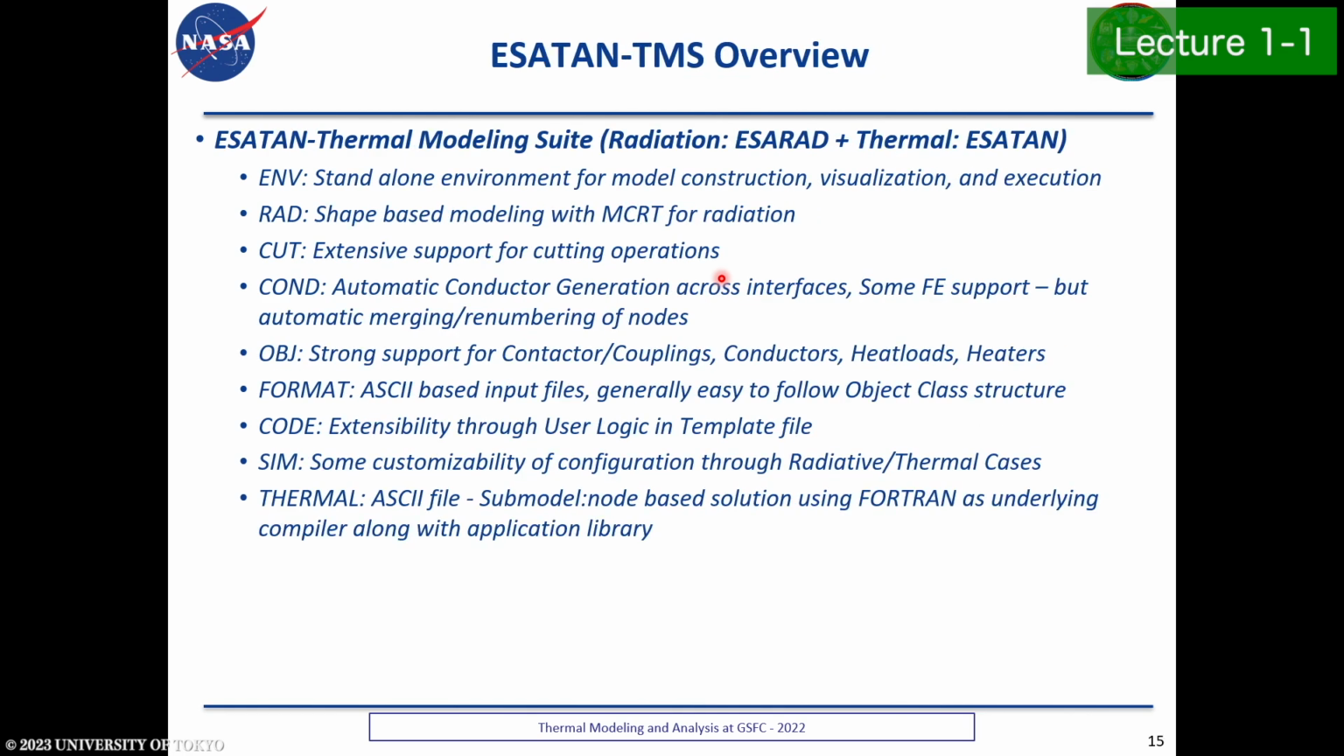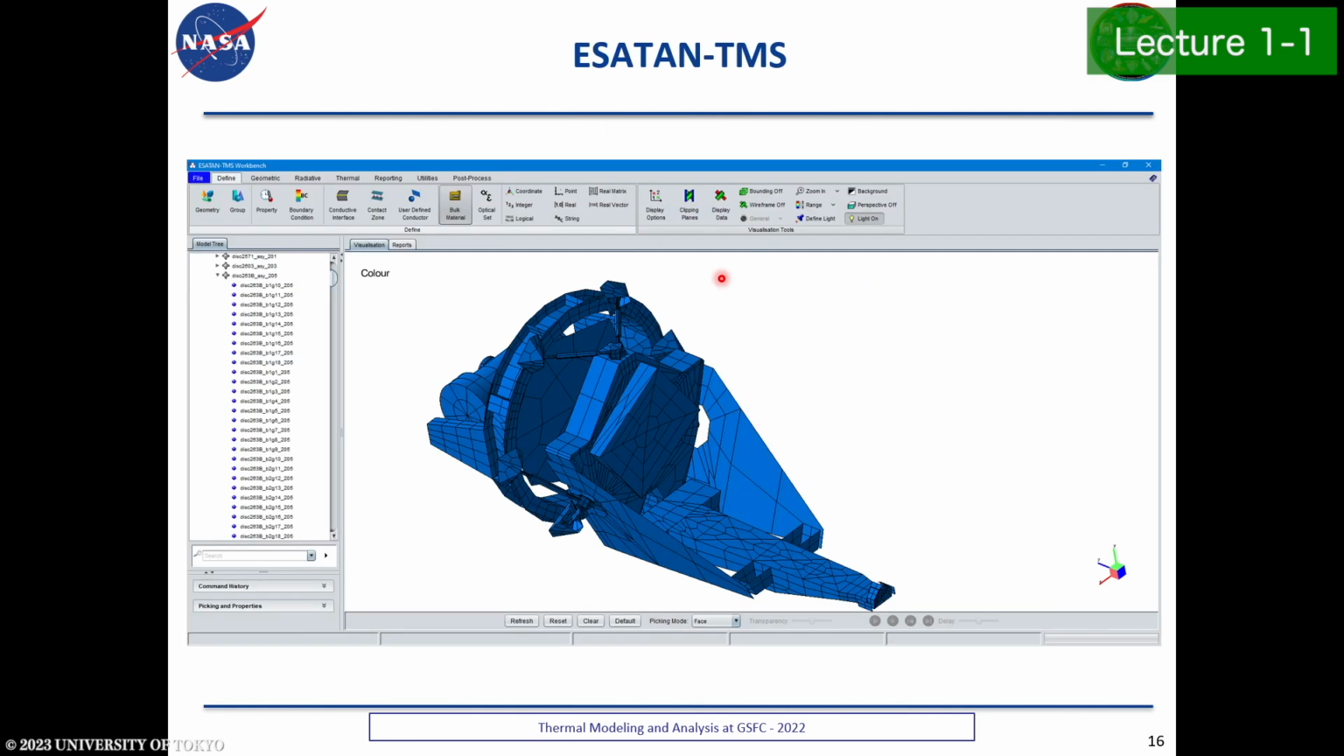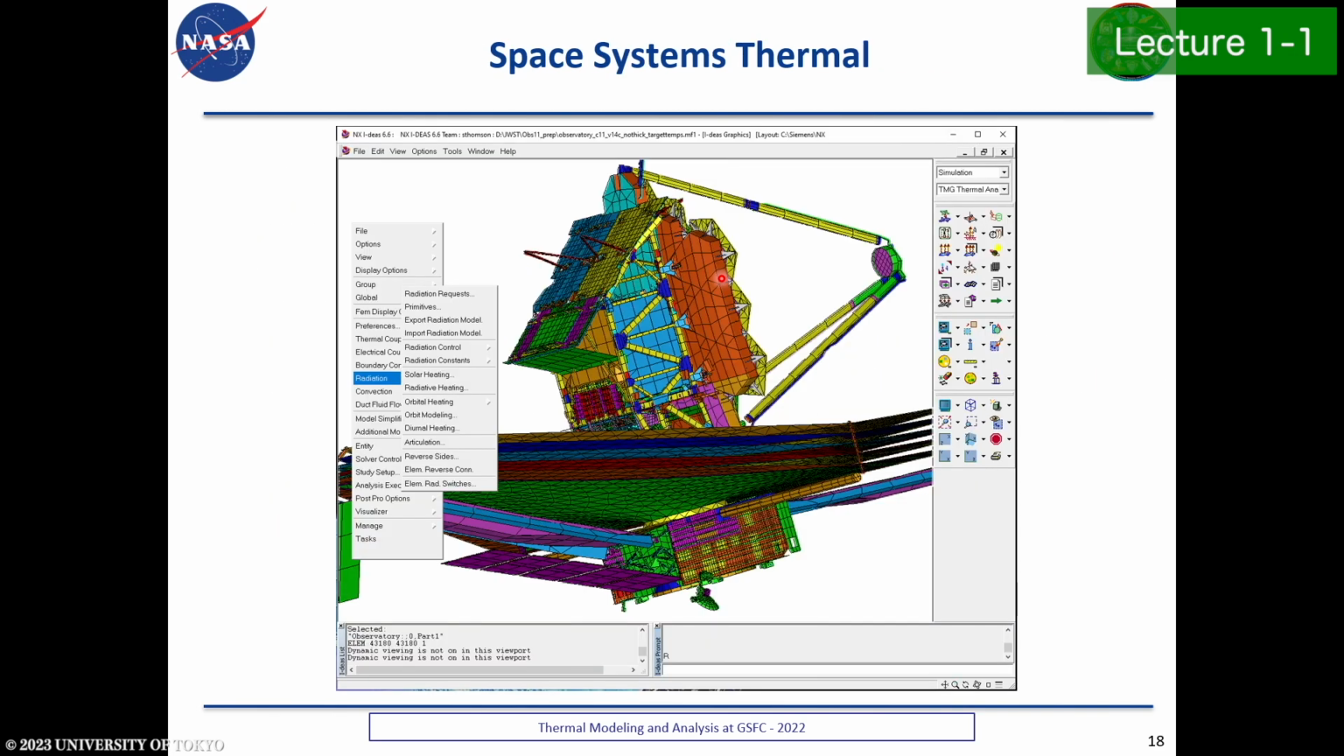So I'm just going to flash these up real quick and give some screenshots. So this is Esotan. Here's a picture of a telescope for it. Space Systems Thermal. This is the James Webb Space Telescope. So I'm sure you are all quite familiar with this.